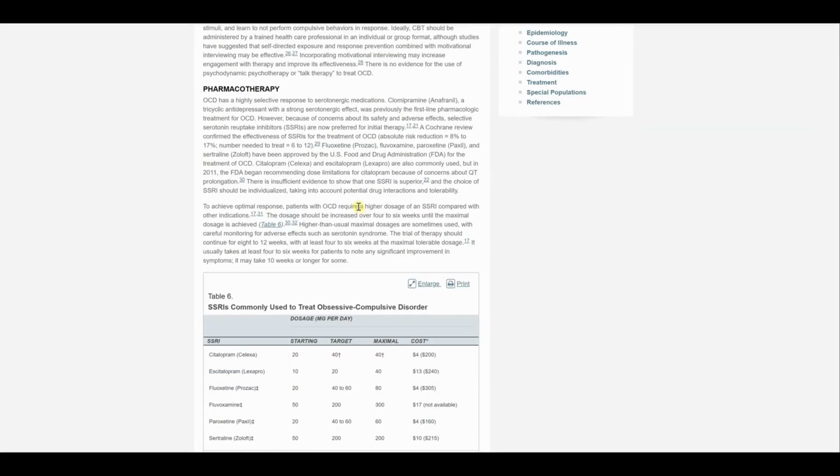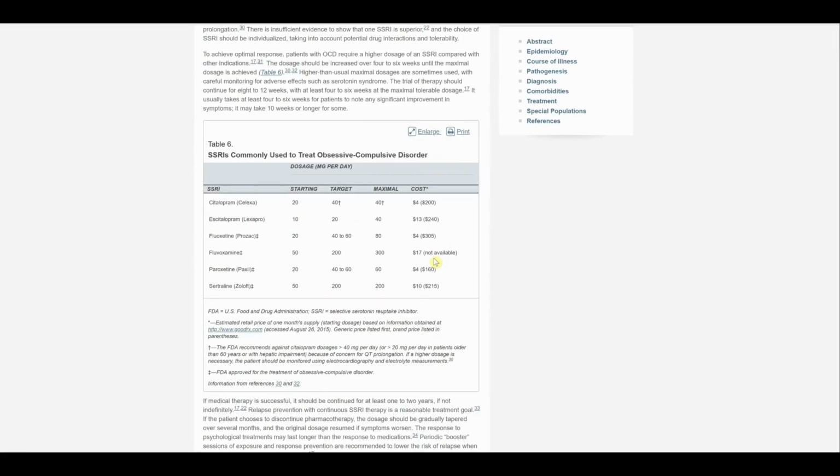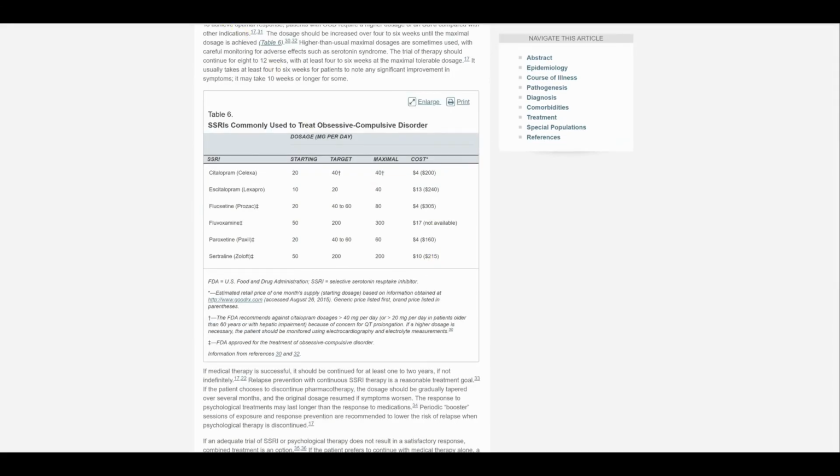So essentially, again, SSRIs are the primary drug class that's utilized. They give you the starting and the target doses, and they even put some costs in here, which is kind of nice. So that's another example of a guideline that I found.